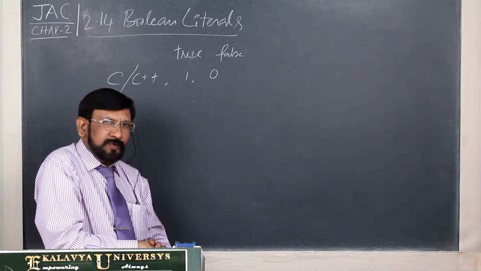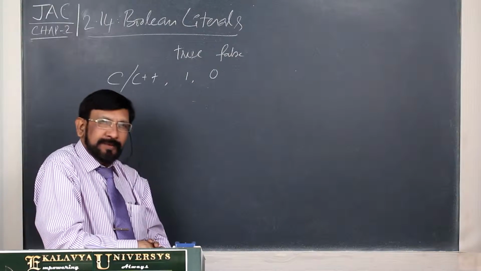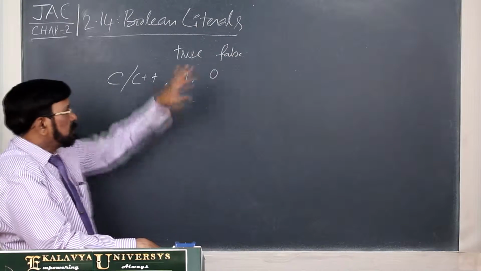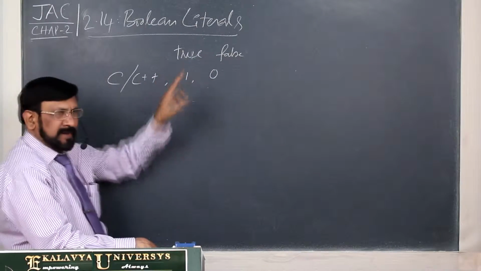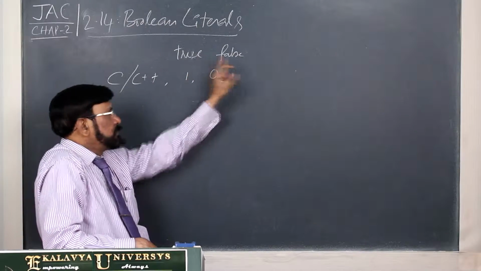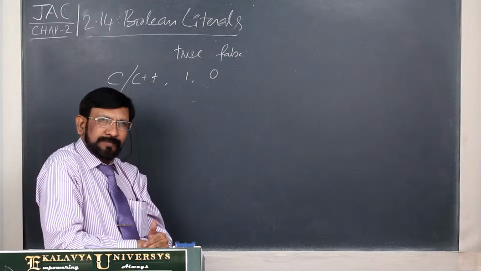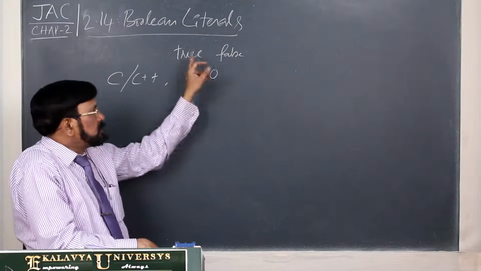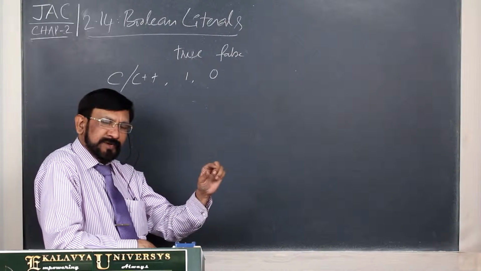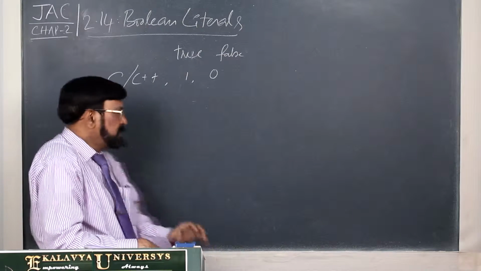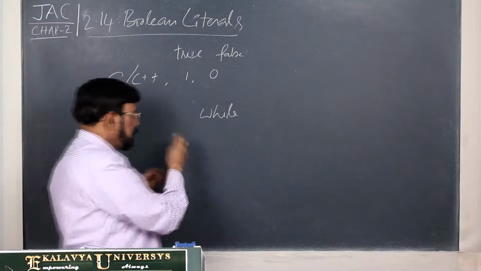But in Java, those are not valid. If you try to use 1 or 0, an error will come. You must use true and false, only Boolean types. So what are the Boolean literals? Only two literals are there: one is true, the other is false. Wherever such a situation is there, you have to specify true or false. Normally, these are used in selection control structures and loop control structures, which we learn in the forthcoming chapters.